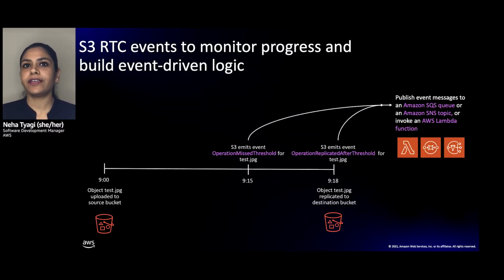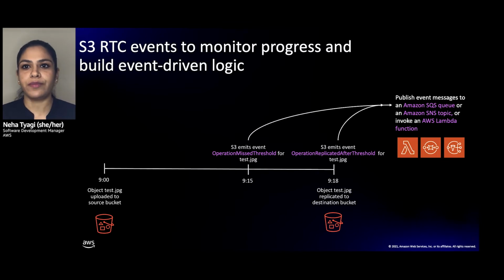Okay, now let's talk about the events. S3 RTC has 3 primary events, and customers can monitor these events through Amazon SQS, Simple Queue Service, Simple Notification Service, SNS, and AWS Lambda. The 3 events we want to highlight are Operation Failed Replication, Operation Missed Threshold, and Operation Replicated After Threshold. In this slide, we will demonstrate how a customer might use Operation Missed Threshold and Operation Replicated After Threshold to monitor their RPO.